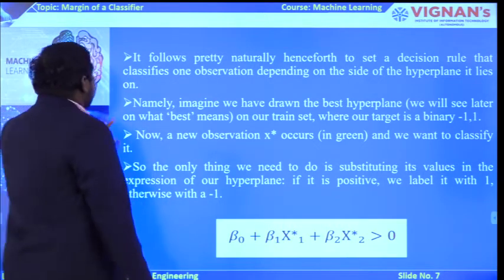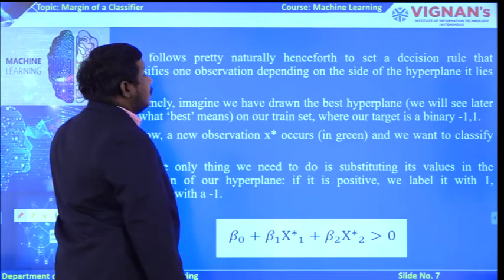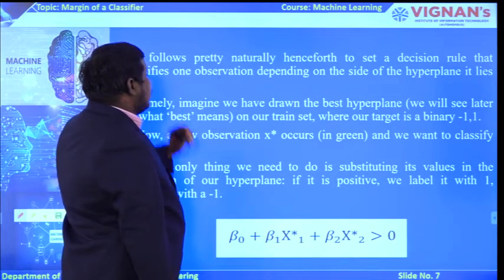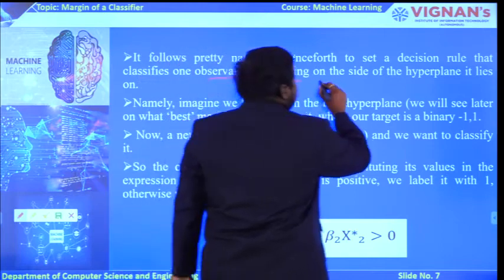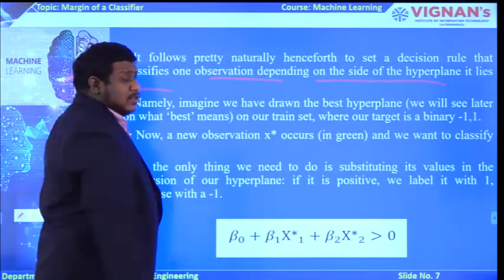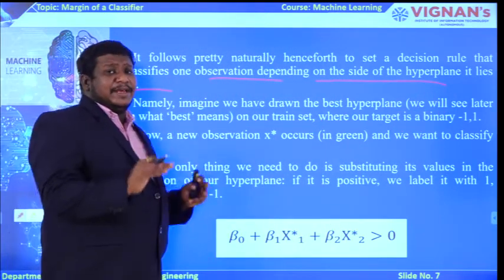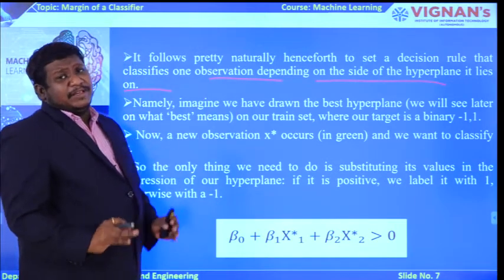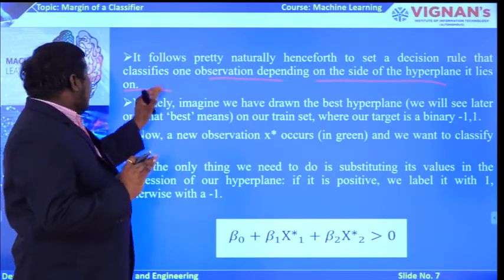It follows pretty naturally to set a decision rule that classifies one observation depending on the side of the hyperplane it lies on. So the decision will be finalized based on the side of the hyperplane where the observation lies.